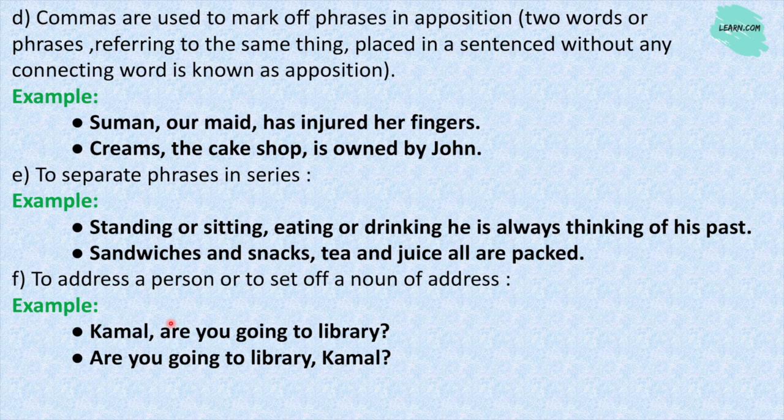Next case, how the comma is used is to address a person or to set off a noun of address. See in the example what we are saying, Kamal, are you going to library? So when we are trying to address someone with the name, when we are mentioning the name and addressing that person, then in that case also we have to use comma. So here we are addressing or saying something to Kamal. So we are mentioning his name, Kamal, then comma, are you going to library?